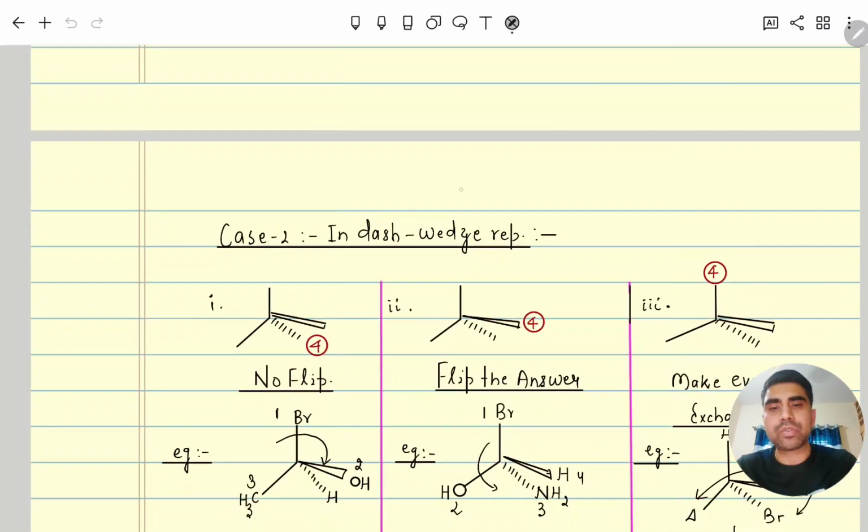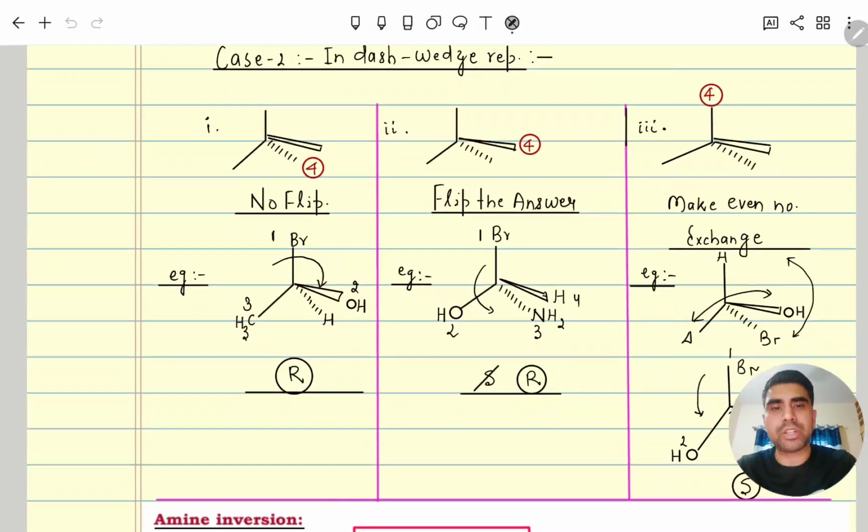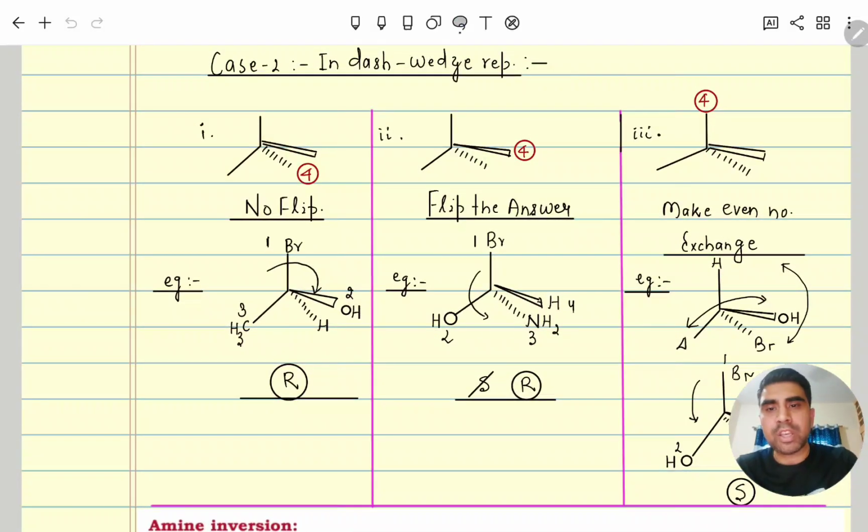Now moving to case 2, the dash-wedge representation. In the dash-wedge representation, if the lowest priority is on the dash line, then no need to flip the answer, like here.